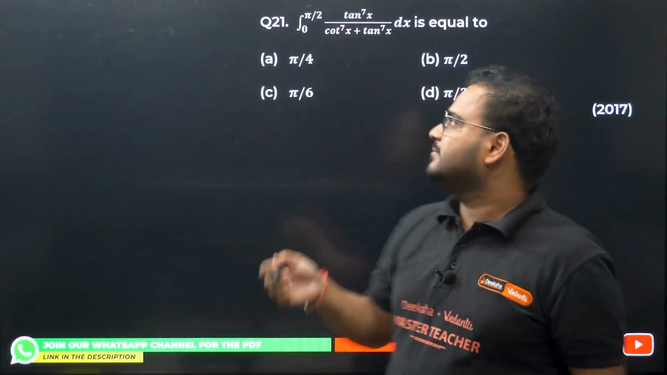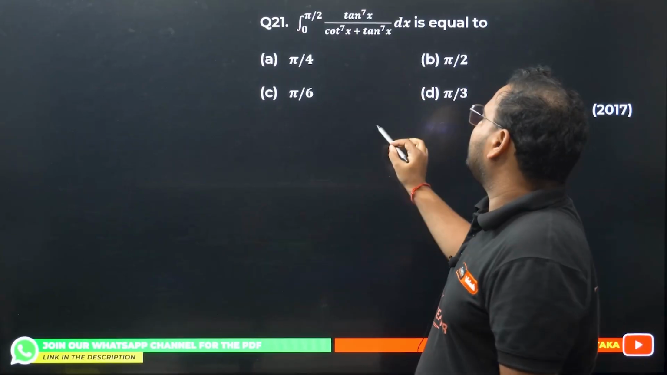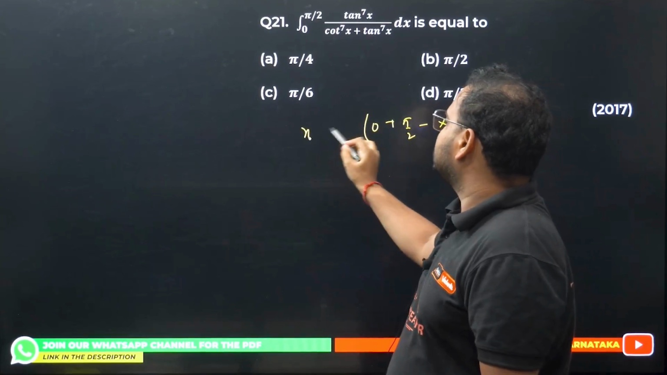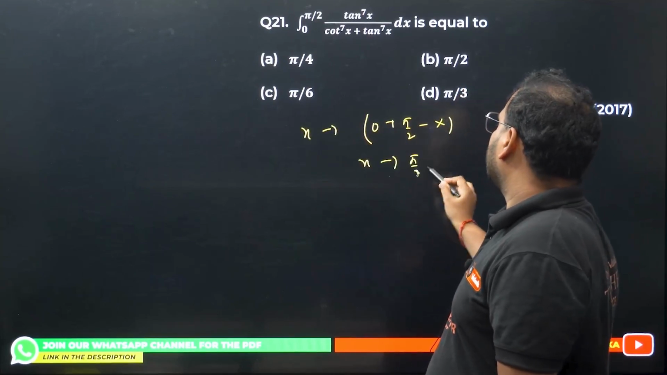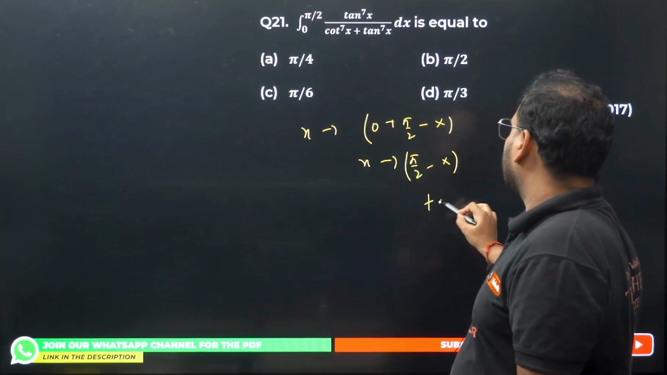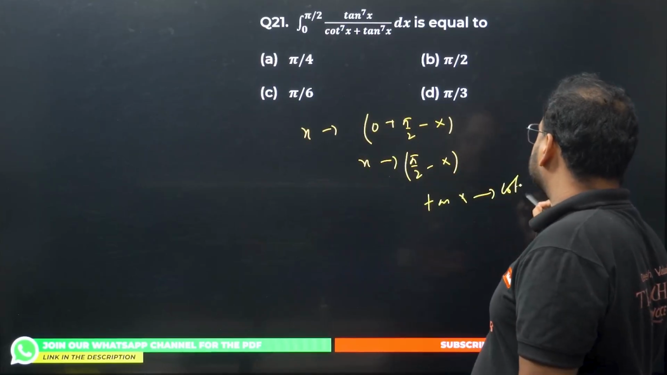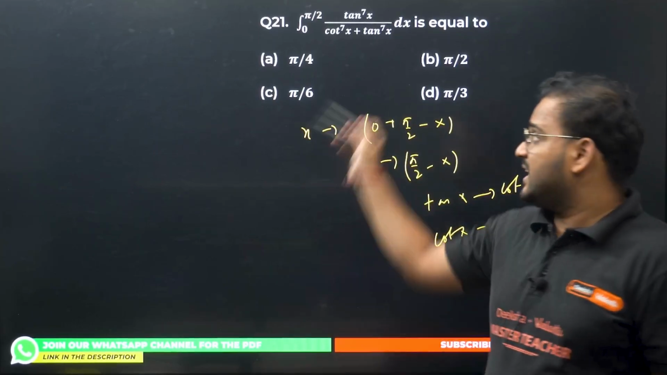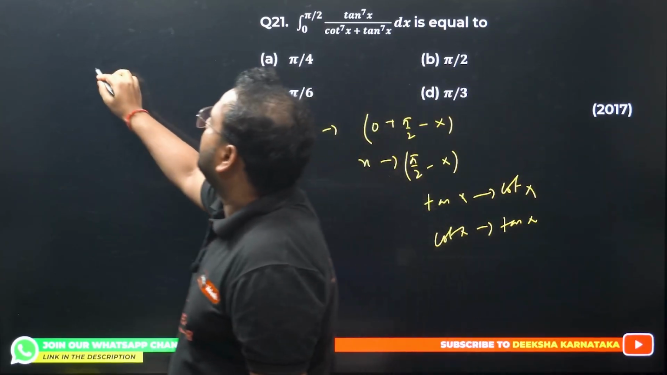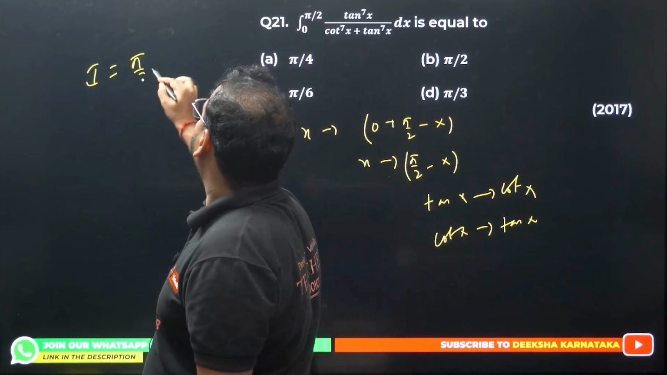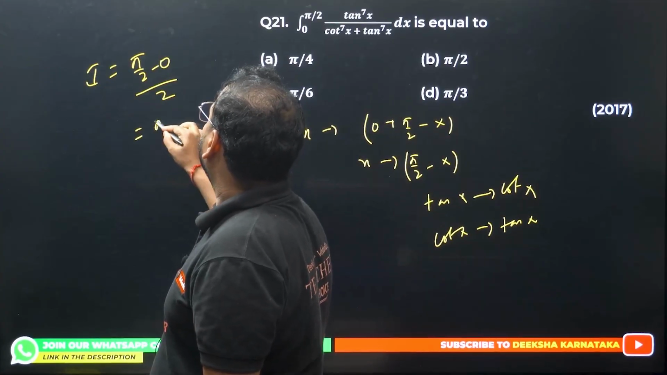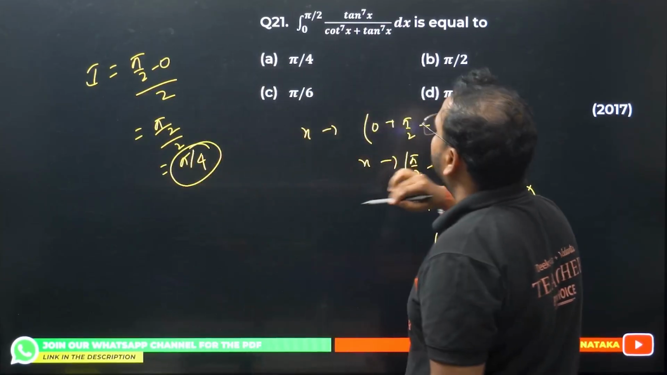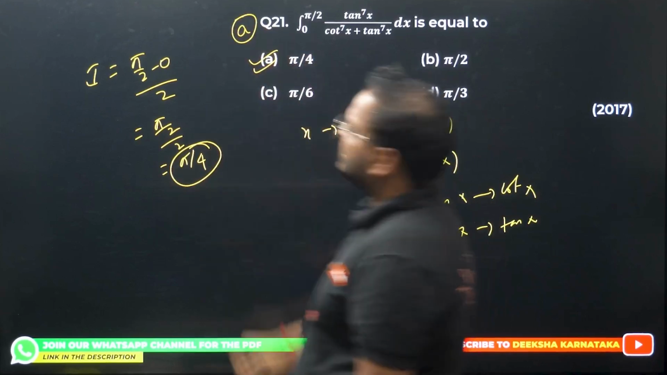This I don't need to do anything. Yes, tan will become cot and cot will become tan if you apply this, 0 to pi by 2 minus x. We have x as this, so x becomes what? Pi by 2 minus x, remember? So your tan will convert into cot x and your cot x will convert into tan x. You know the same term over here, answer will be what? Remember, I becomes equal to pi by 2 minus 0 by 2. What do I get? Pi by 2 by 2, how much is that? Pi by 4. Option is A. Please check.